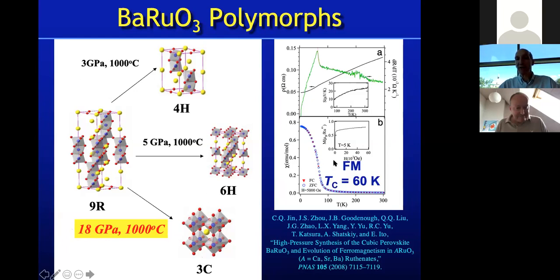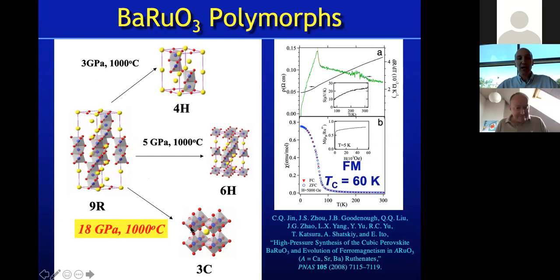And here's a nice paper by Professor Goodenough showing that not only can he make this in bulk at these high pressures, but the magnetic properties are drastically changed by the angle, this ruthenium-oxygen-ruthenium angle. Going to 180 degrees, like in this cubic perovskite, makes the material ferromagnetic at 60 Kelvin. So this is an example of where we've been able to use epitaxial stabilization to stabilize this polymorph.